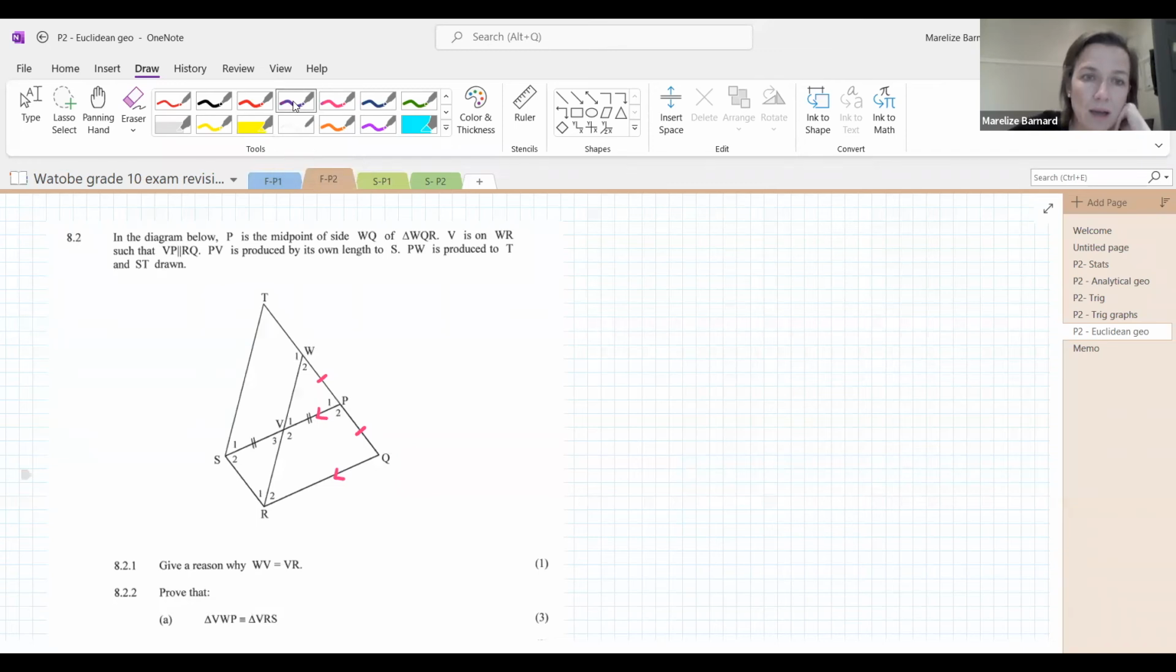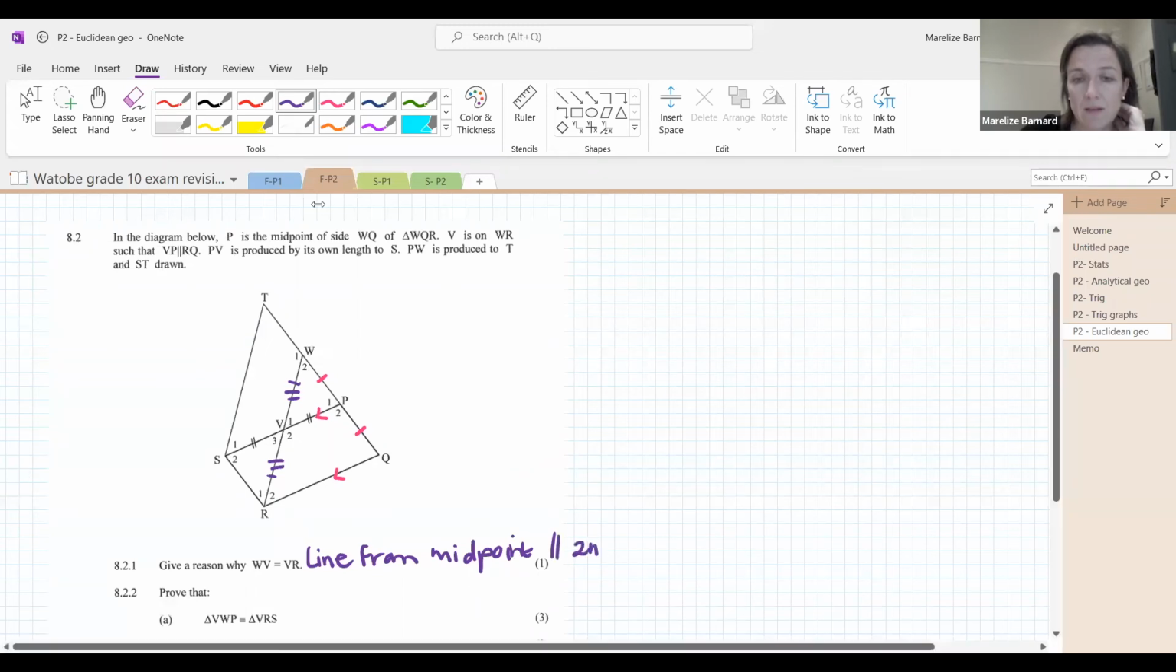So WV will be equal to VR. And that's the first question that they ask, give a reason why WV is equal to VR. And that is because of the line from midpoint parallel to second side. Okay, what else is there?